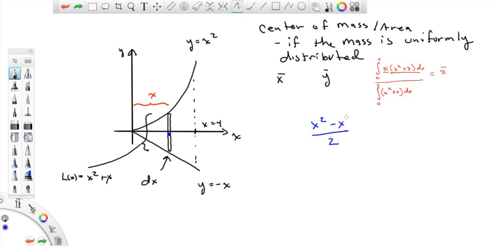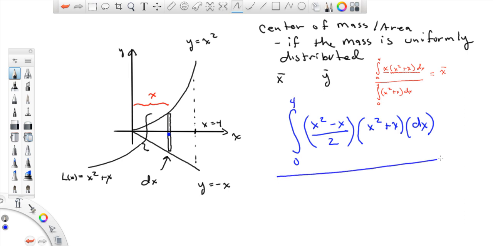So let's see, y-coordinate, then we have to multiply by area. Again, that's the length, x squared plus x, times the width, dx. And then these get added up from 0 to 4. And then we divide out the total area, which again is going to be the integral from 0 to 4 of length times width.